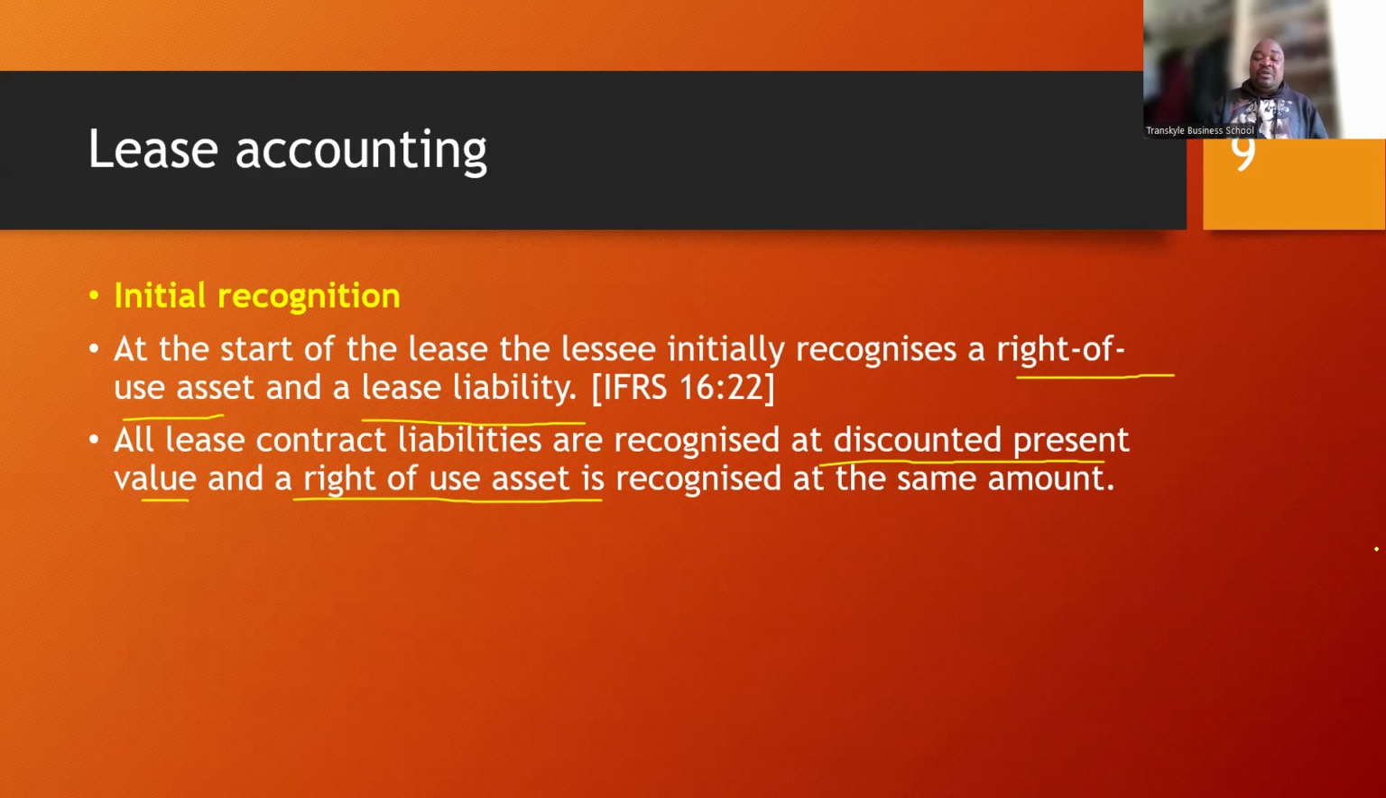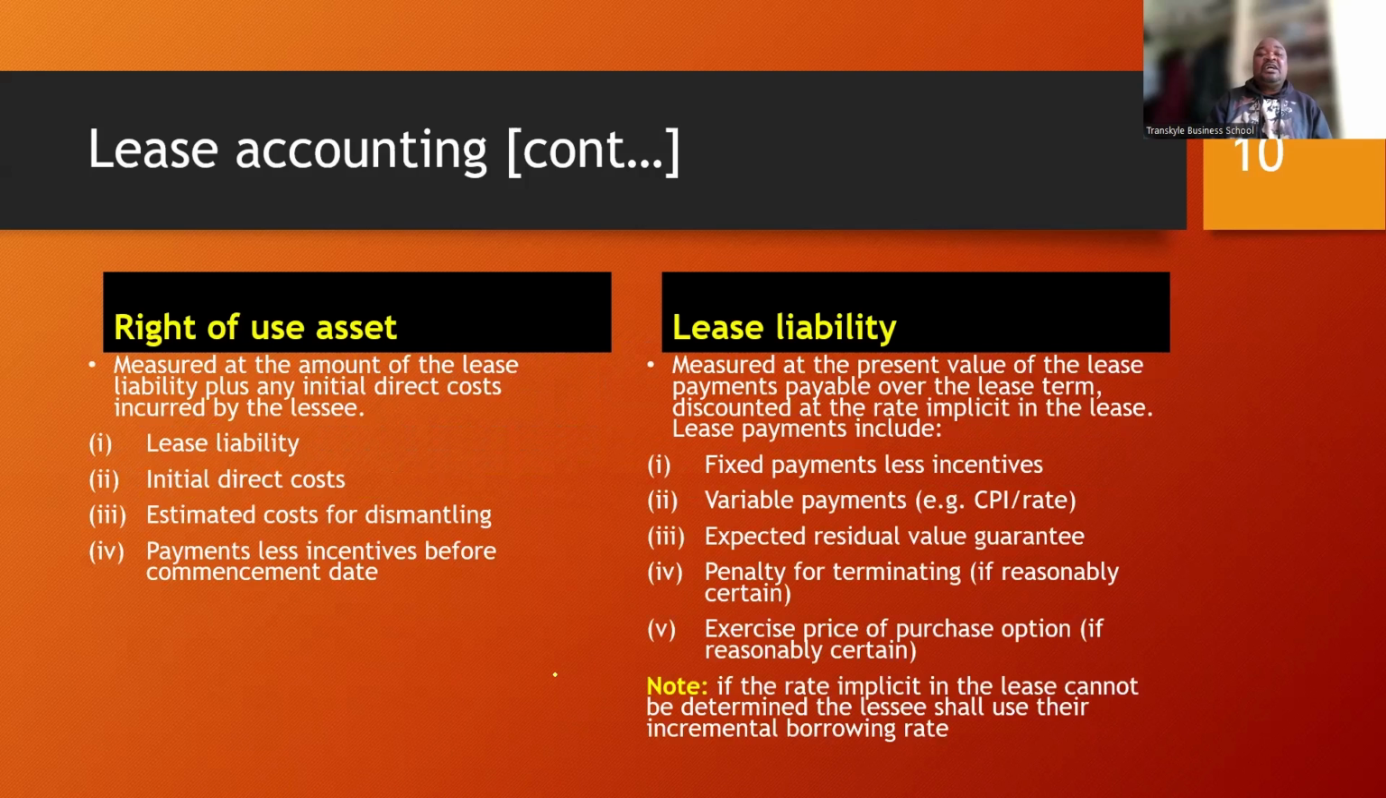All right, and remember, the lease liability should be at the discounted present value of all lease payments, or all future lease payments. You get the discounted value or the present value of all those payments. Perhaps these definitions are essential for us. We need to milk them.